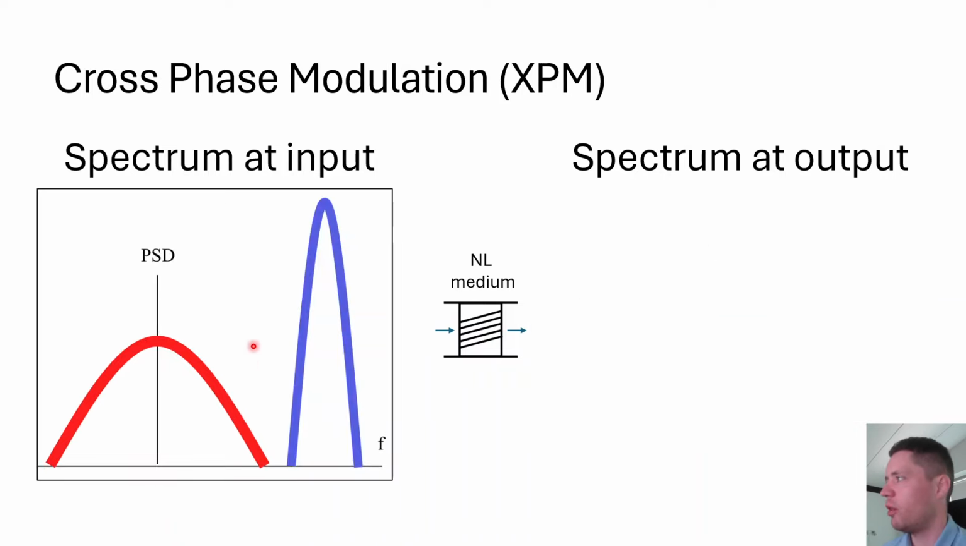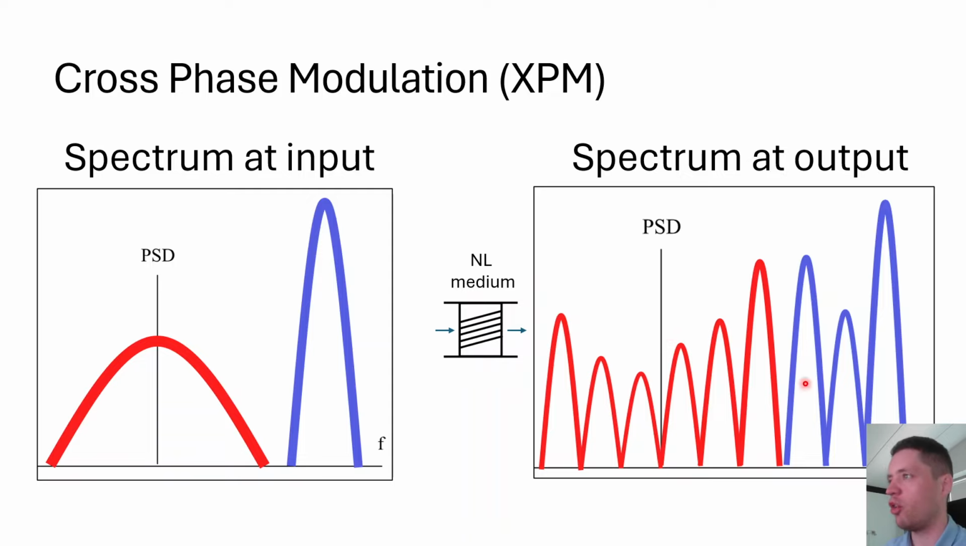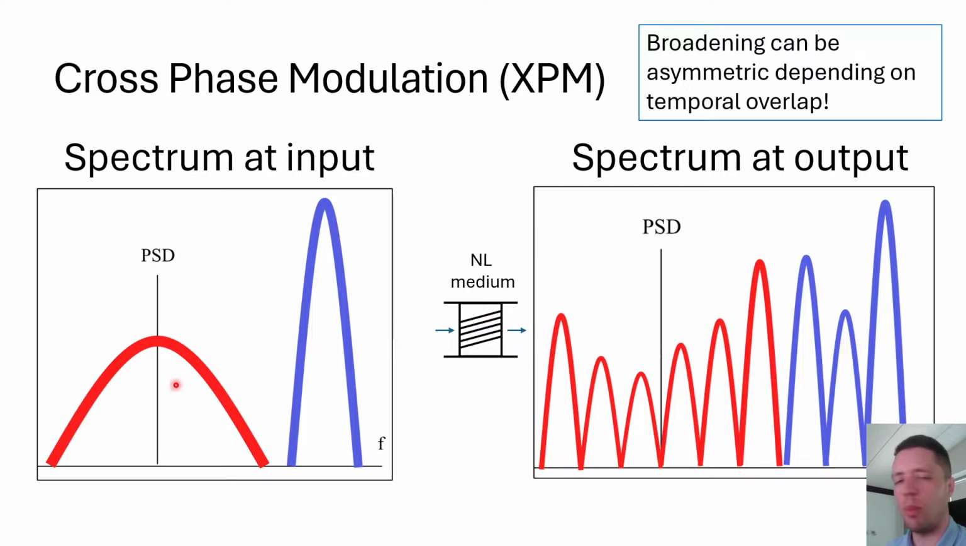For cross-phase modulation, the complexity is a little bit higher because we have two different frequencies present, and if they overlap in the time domain inside of the nonlinear medium, then we can get broadening in the spectral domain as well. And the exact way that this broadening happens depends a little on the exact way that they overlap in their pulse shapes, but in any case, we generally expect broadening from cross-phase modulation as well.